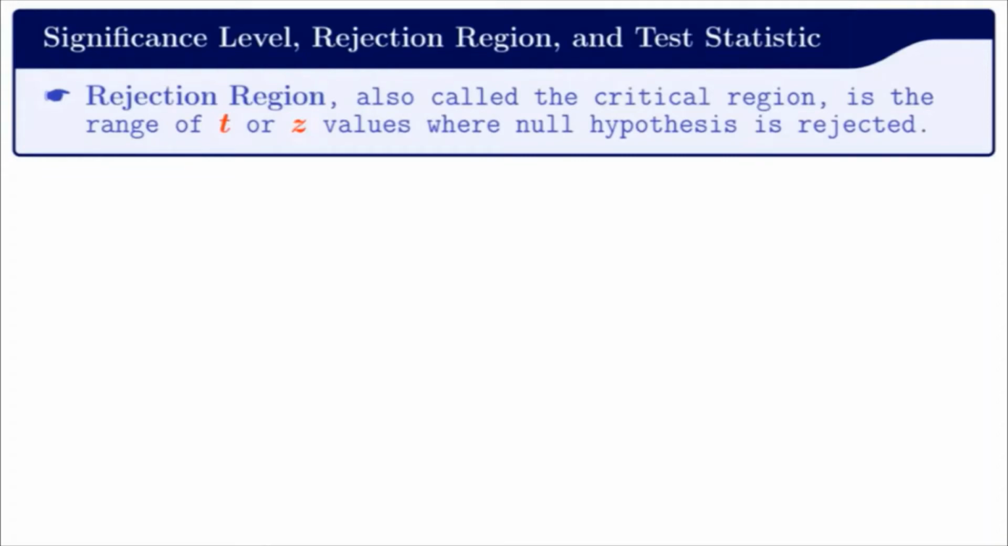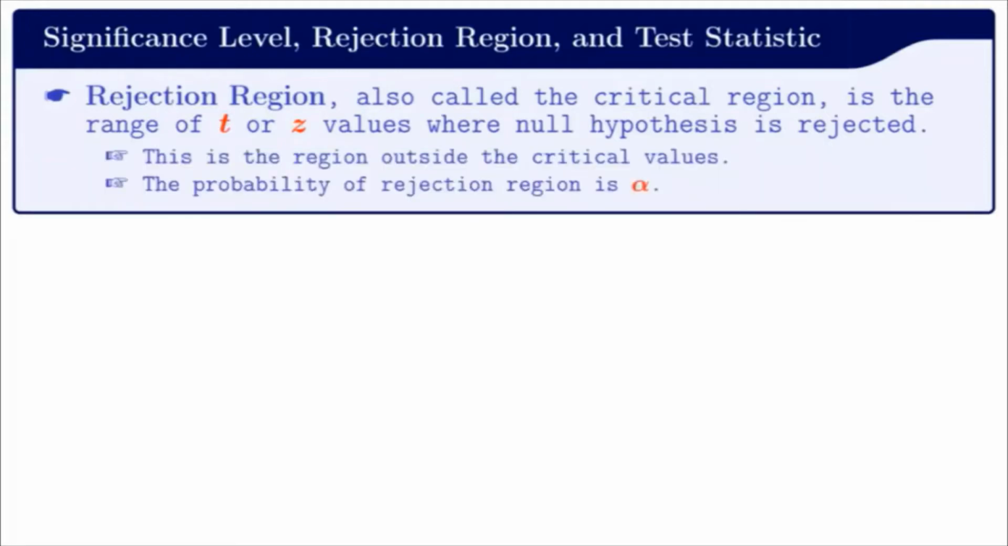Rejection region is also called the critical region. It is the range of t or z values where the null hypothesis is rejected. So this is also the region outside the critical values, and the probability of the rejection region is alpha.